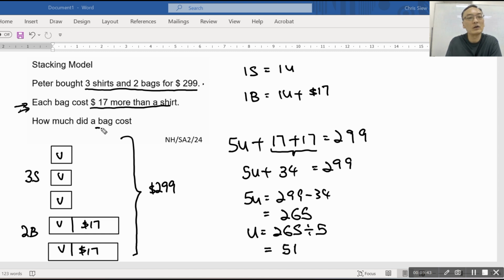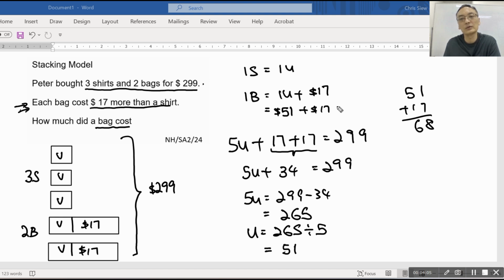We're going to find the cost of the bag. So 1 bag is 1 unit plus $17. So we can use back this equation. So we have 51 plus 17. So 51 plus 17, 1 plus 7 is 8, 5 plus 1 is 6. We will know that the bag will cost Peter $68. So our answer for this question will be 68.